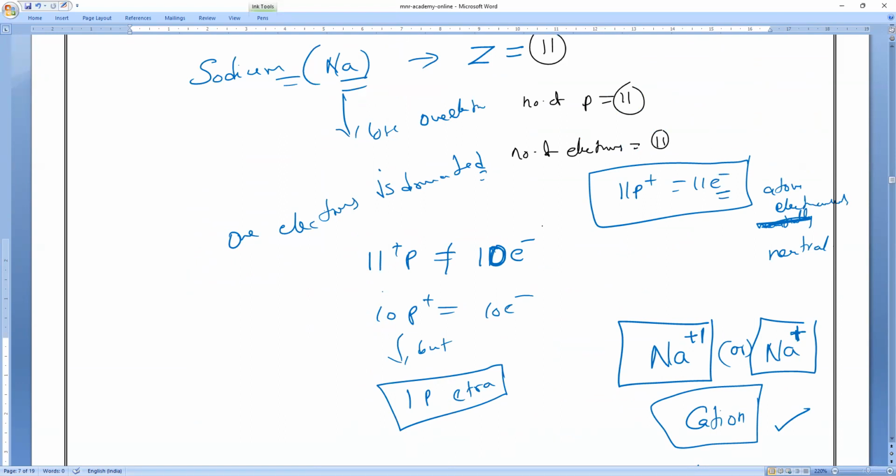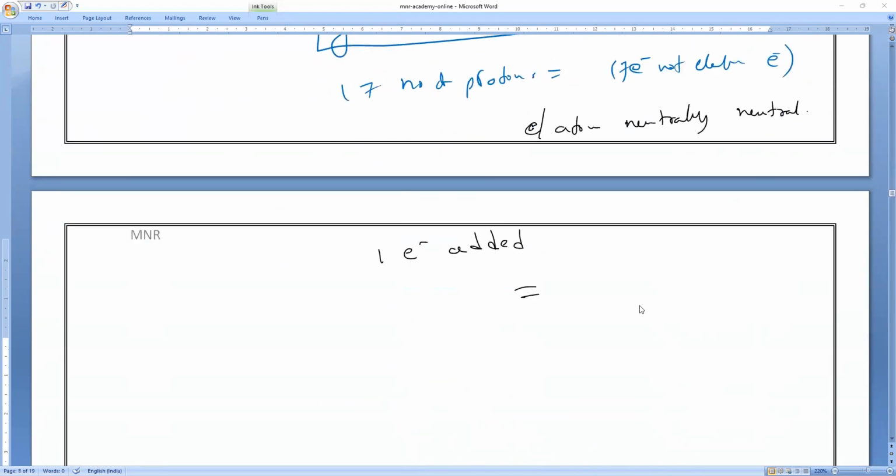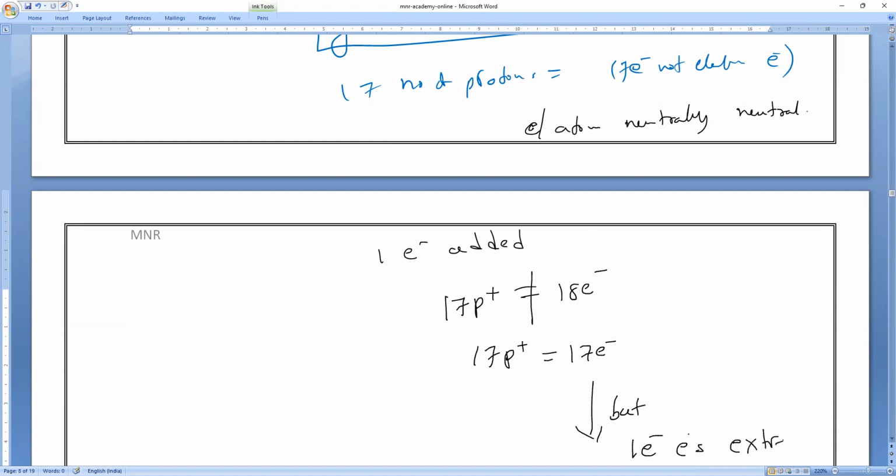One electron is added. So what is that? Everybody, one electron is added, it will become 17 protons not equal to 18 electrons. Will you all agree with me? Then 17 protons is equal to 17 electrons, but how many electrons are extra? One electron is extra. So that is why chlorine will attain negative charge or positive charge? Negative charge.